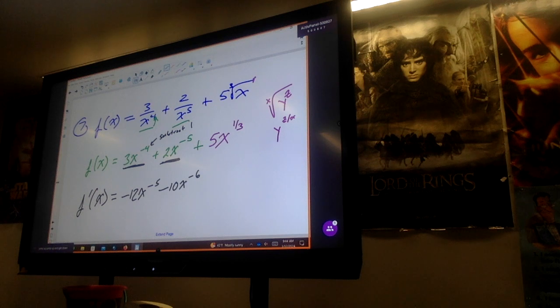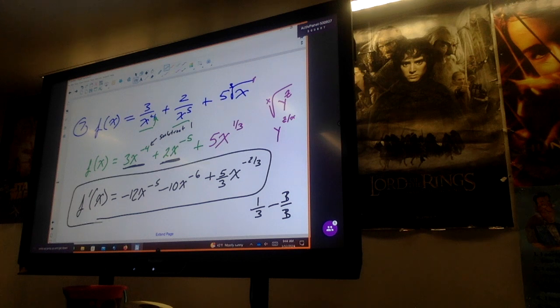Very good. Okay, we have the F word up here, fractions. Oh, he almost said it. All right, 1/3 times 5 is 5/3. Agree? Then I get x. I have to go 1/3 minus 1 over 1, which is 3 over 3. 1 minus 3, so this is to the negative 2/3. This is my derivative.